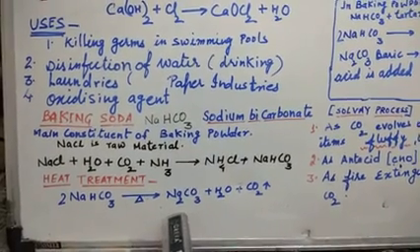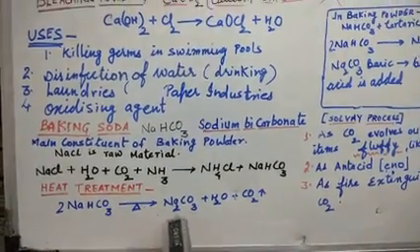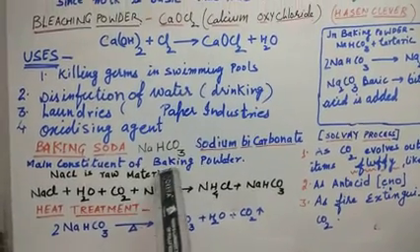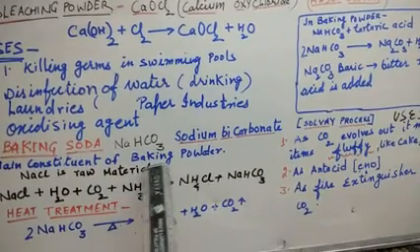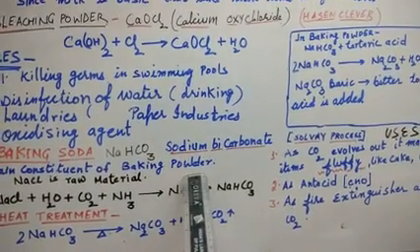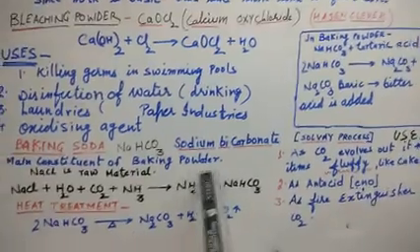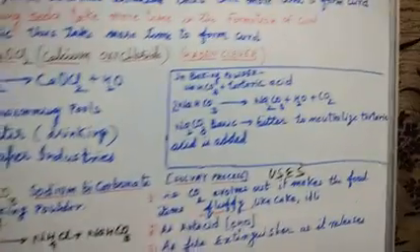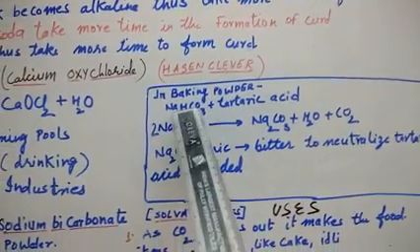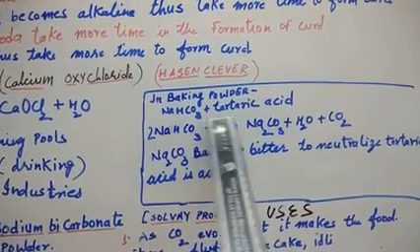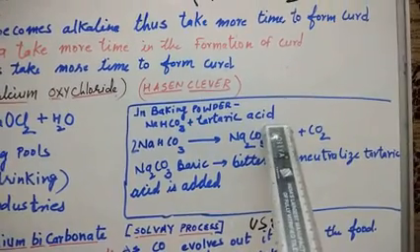So to prevent that bitterness in the cake, we use baking powder. Instead of baking soda, what are we using? Baking powder. So what is the constituent of baking powder? What is the composition of baking powder? Here I have written, students, in baking powder, along with NaHCO3, some tartaric acid is added.